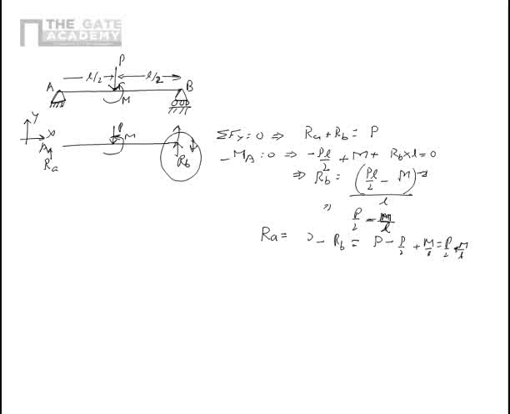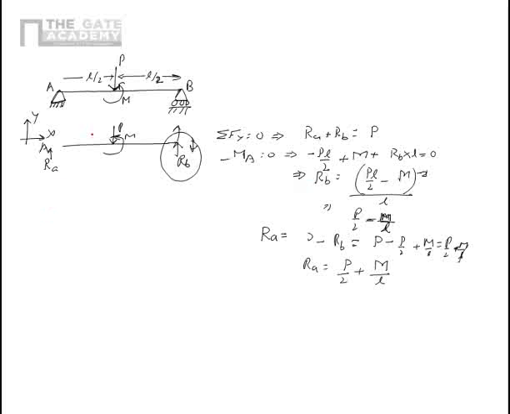Now over here, I just write it again. RA is equal to P by 2 plus M by L. Over here now it's very clear. RA is having additive effect, or rather the moment and the force are adding to each other, while at RB they are negating each other. Now let's draw the shear force and bending moment diagram for this case.